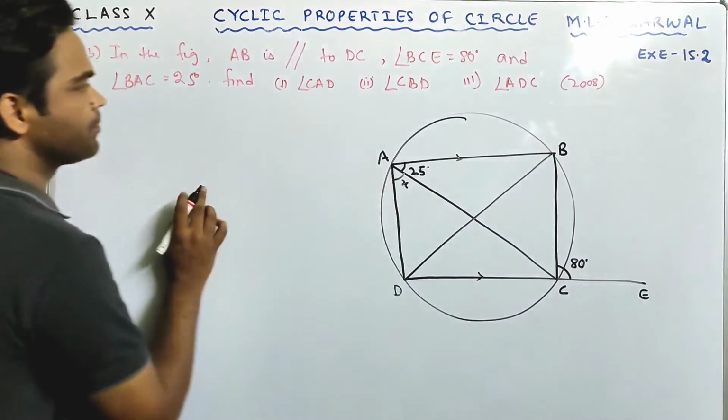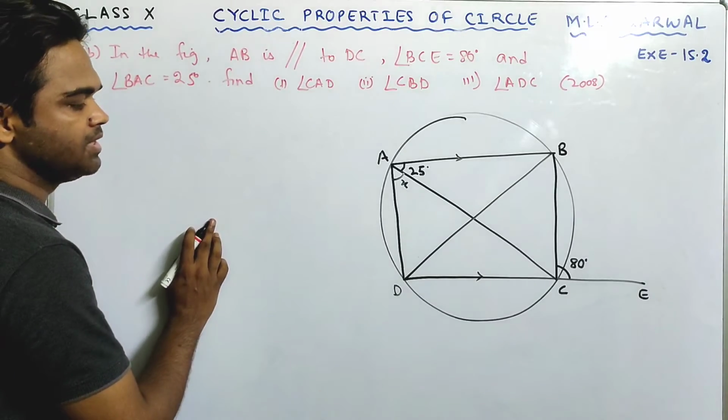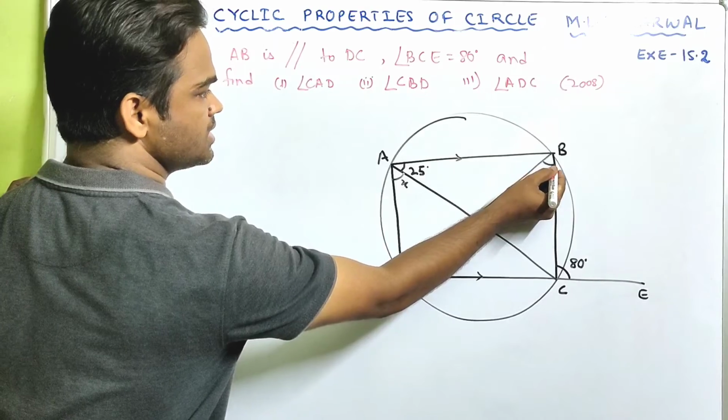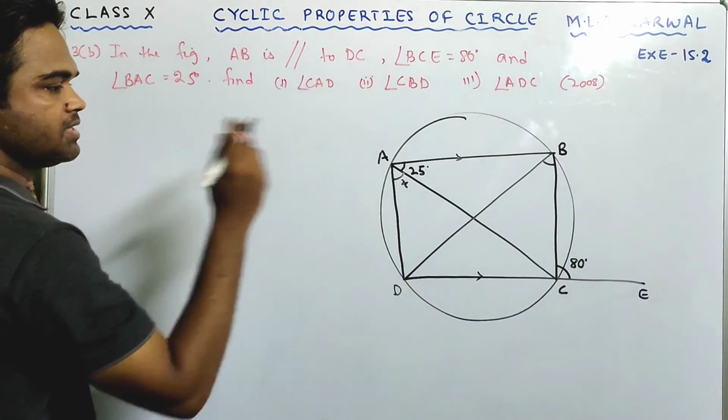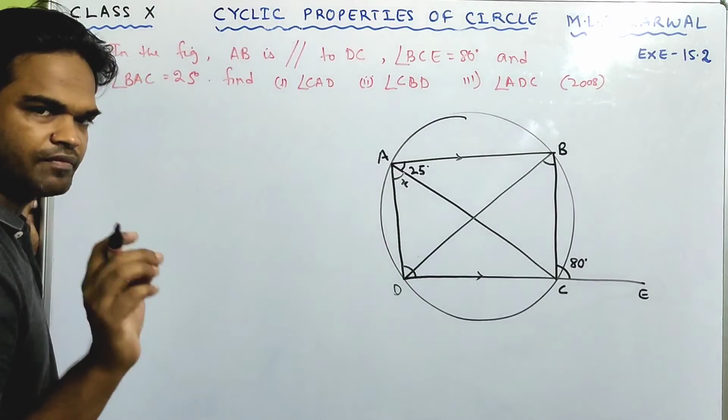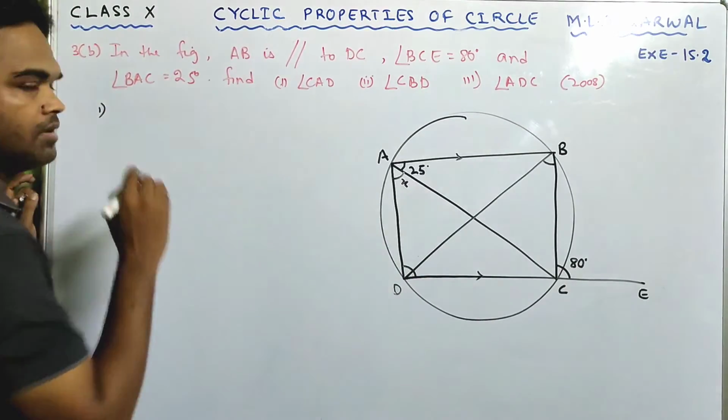Suppose this is X, okay? Angle CBD. Angle CBD, which means this angle. Angle ADC. Angle ADC, which means this angle. Very easy. Now look carefully.